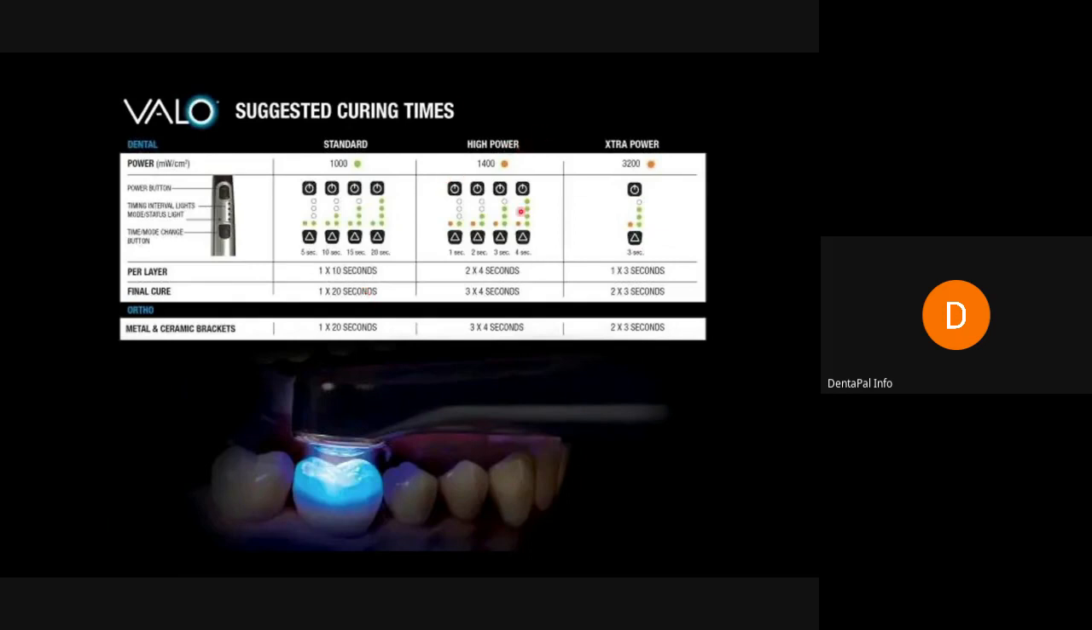But when you increase the power, you will decrease the time you use. So when it is 1400, you will use it for 4 seconds for each layer and up to 12 seconds for the final cure. If it is extra power, like 3200, you can use it for just 3 seconds. And actually, we prefer not to use this powerful machine. Keep it to the standard level, and maybe you will need this power to initiate the bleaching reaction.